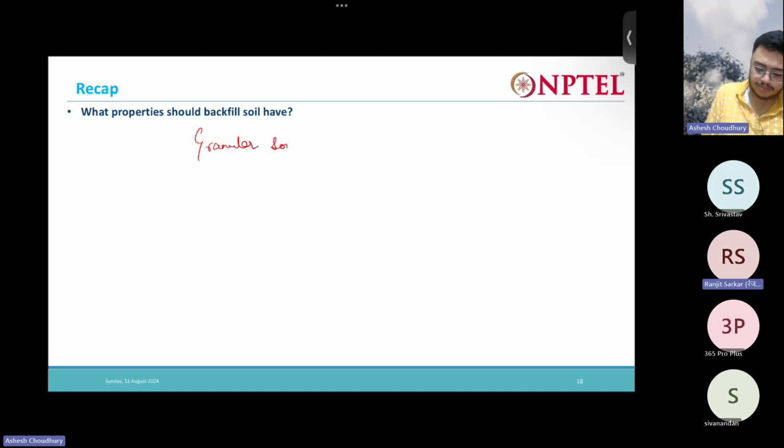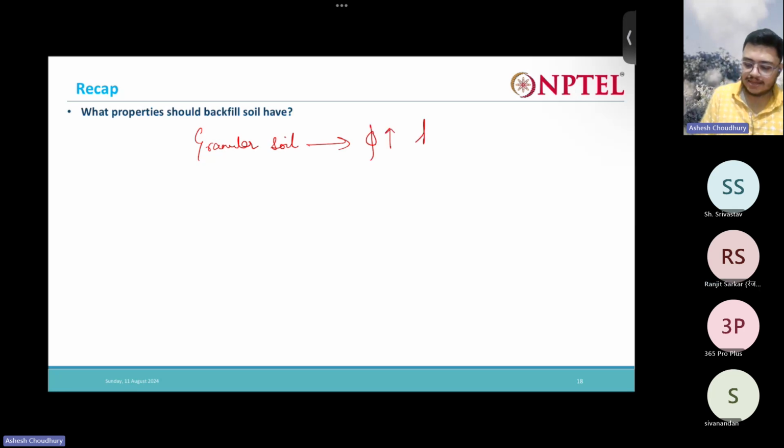Good permeability. This is one of the reasons. What is the most important reason why we consider granular soil? Thinking in terms of reinforced soil: friction between the soil and the reinforcement, yes, a high phi value. They have a high angle of internal friction.